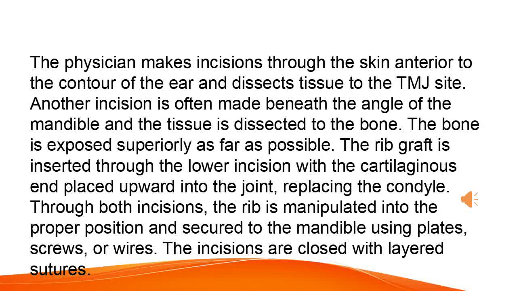The physician makes incisions through the skin anterior to the contour of the ear and dissects tissue to the TMJ site. Another incision is often made beneath the angle of the mandible and the tissue is dissected to the bone. The bone is exposed superiorly as far as possible. The rib graft is inserted through the lower incision with the cartilaginous end placed upward into the joint, replacing the condyle. Through both incisions, the rib is manipulated into the proper position and secured to the mandible using plates, screws, or wires. The incisions are closed with layered sutures.